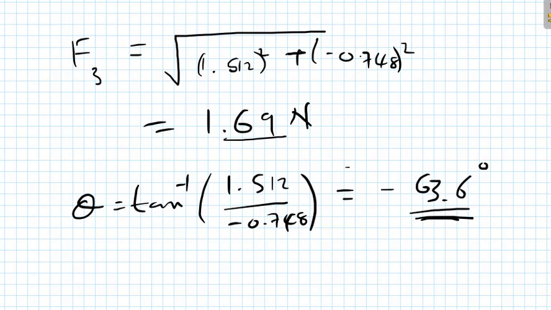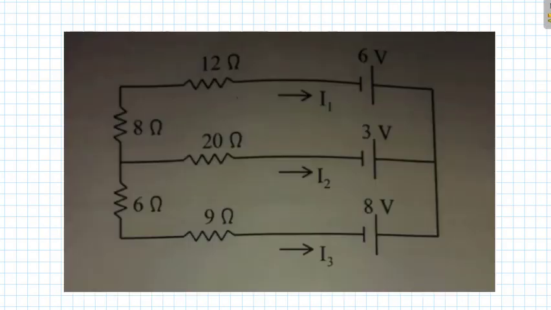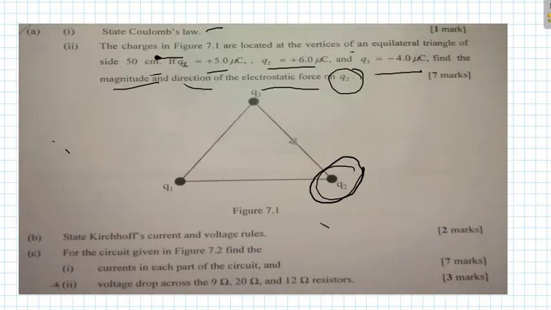Finally, let's look at the last question for this part, which is on electricity. It says to state Kirchhoff's current and voltage rules. Kirchhoff's current law, just consult your notes. It says that the sum of all currents into a node must equal the sum of all the currents leaving the node. For the voltage law, Kirchhoff's voltage law states that the algebraic sum of the voltages across a loop must always be equal to 0.